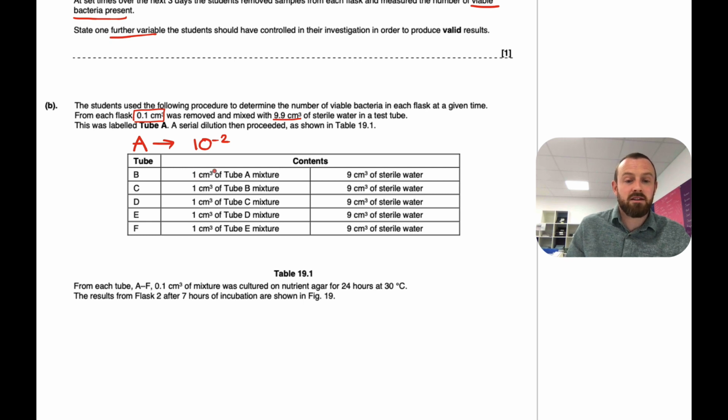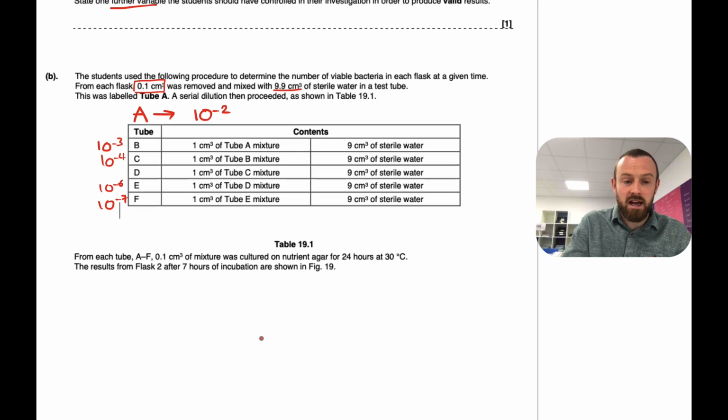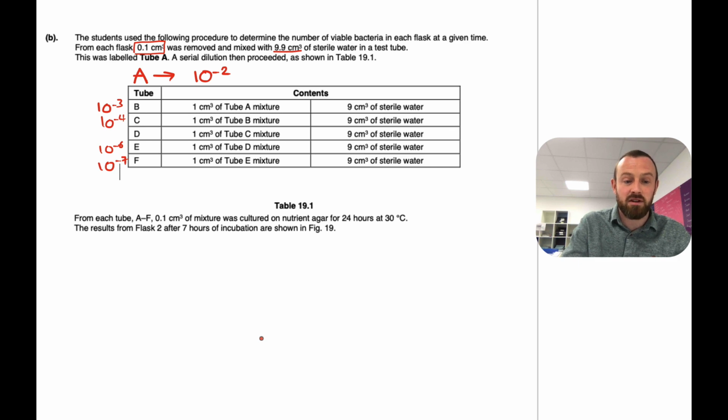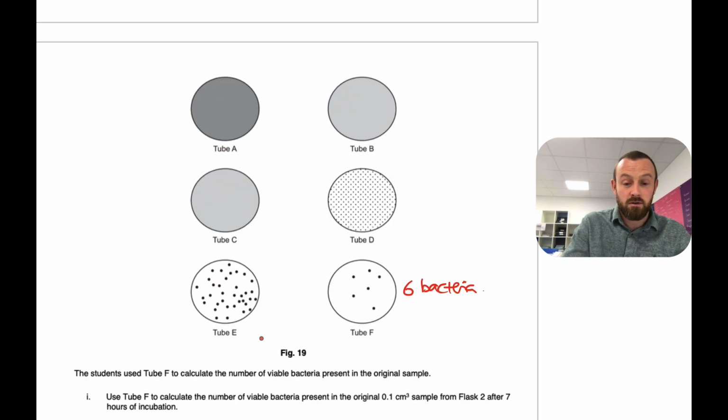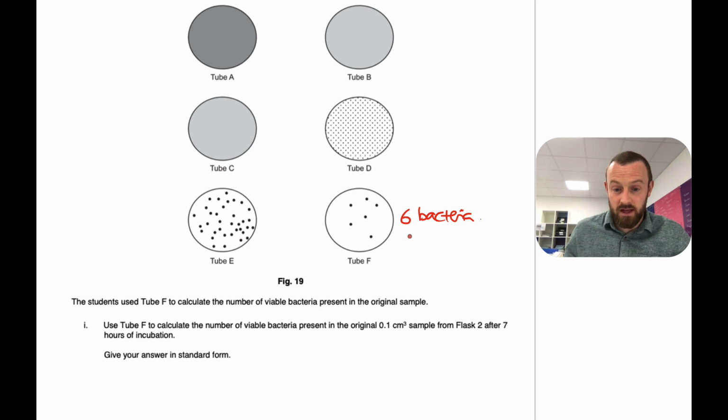So that means that B has this plus 9, so this is 10 to the minus 3. C is 10 to the minus 4. D is 10 to the minus 5. E is 10 to the minus 6. And F is 10 to the minus 7. So tube F is a 10 to the minus 7 dilution. And that's the one we're looking at.